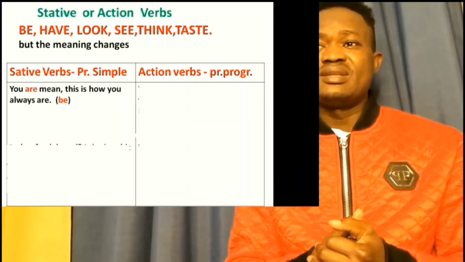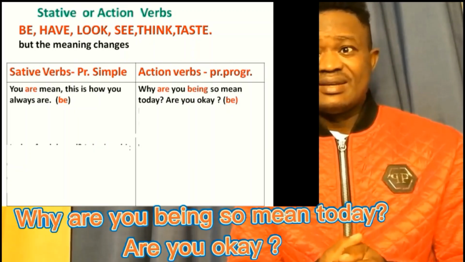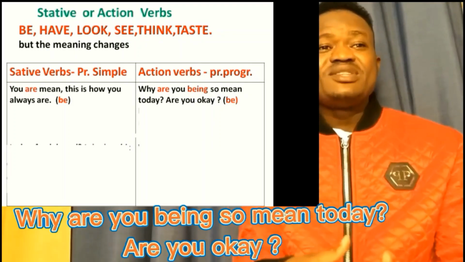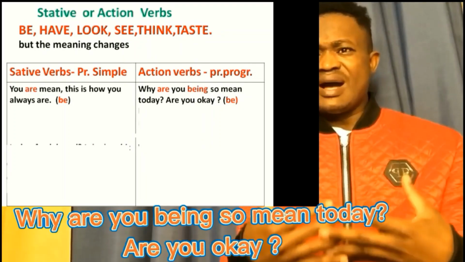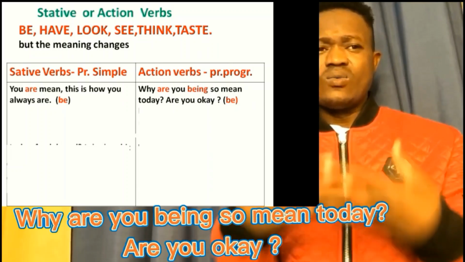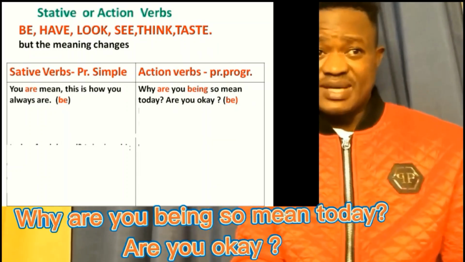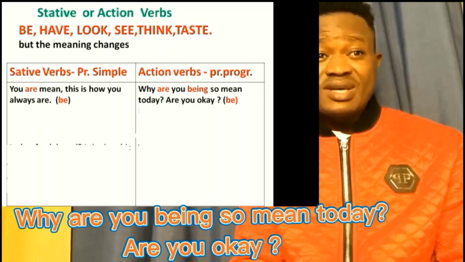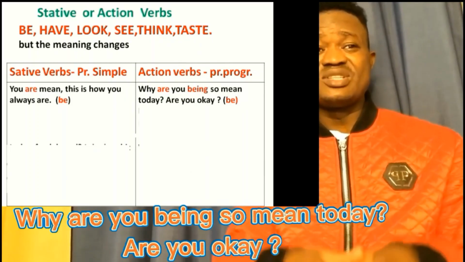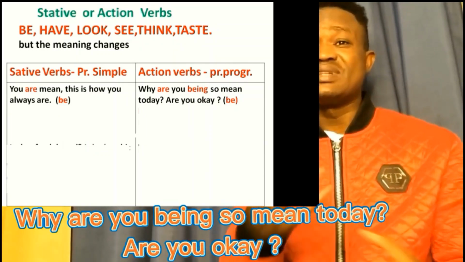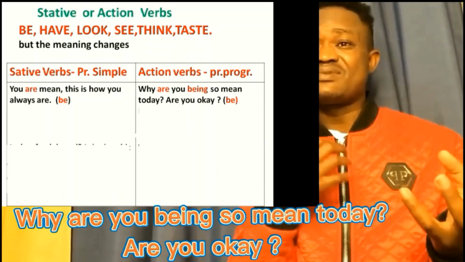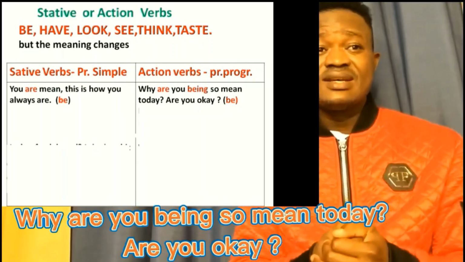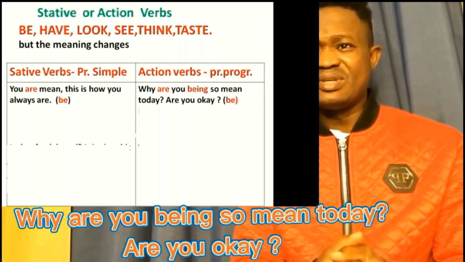Why are you being so mean today? Are you okay? This one means you are mean today. Today you act like a wicked person or an evil person, just today. So that's why the person is asking you, are you okay? Like strange, something just changed now. So this is the difference. That's why we say the meaning is different. So you see, this is just something new.